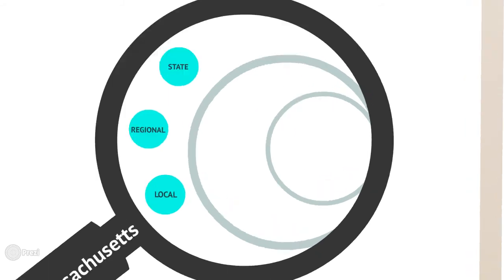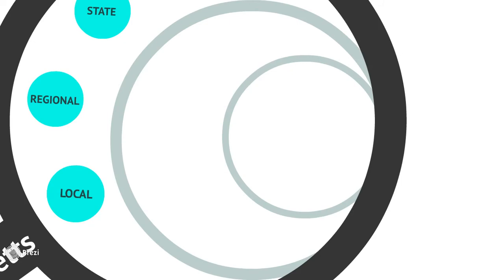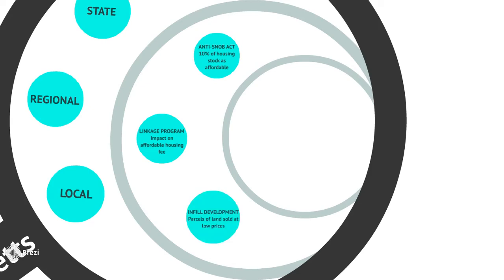The Anti-Snob Act, a state-level strategy that mandates all cities to provide 10% of their housing stock as affordable housing. Local authorities can bypass zoning laws to meet this requirement. A linkage program where new commercial developments over 100,000 square feet were required to offset the impact on affordable housing with a fee. Infill development, where parcels of land were sold at extremely low prices to developers to build homes for moderate income families. The above strategies resulted in 23,000 and 6,000 units, and 33 million funds were raised.